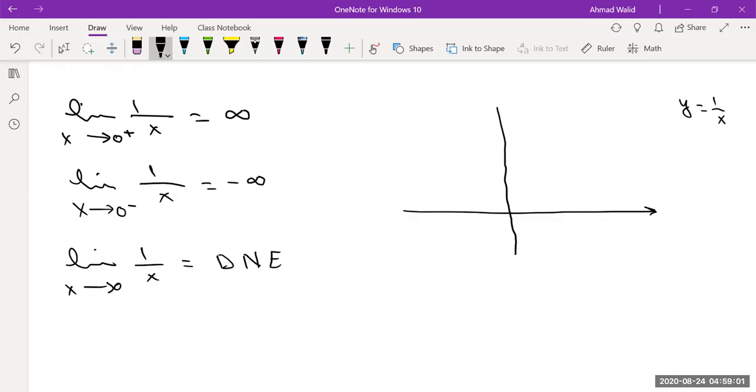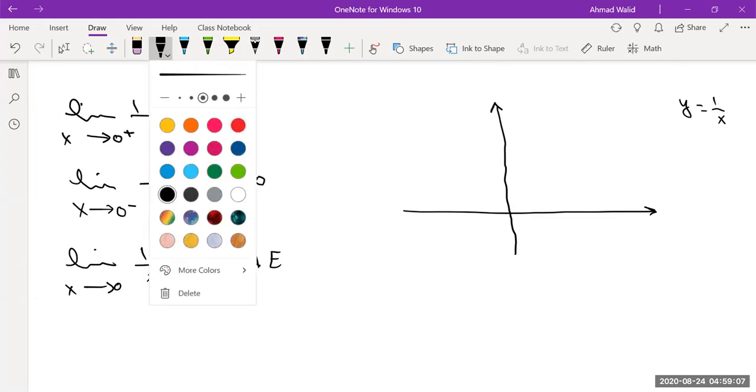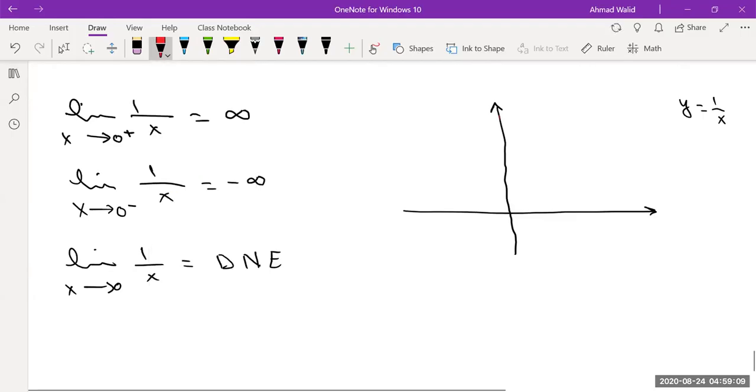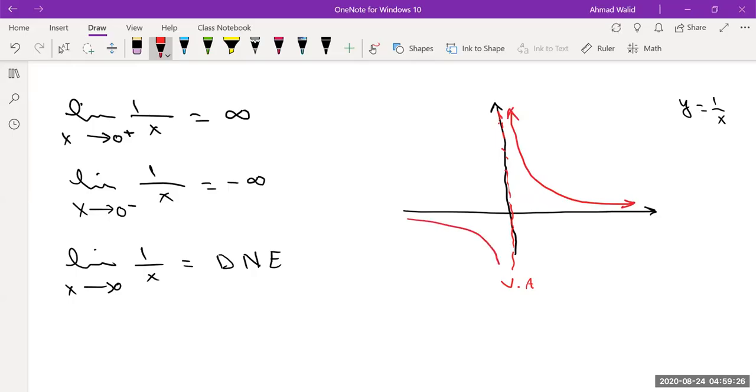Those of you who remember algebra, you know the graph of y equals 1 over x, right? At which value does the denominator become 0? 0, right? It means x equals 0 is your vertical asymptote. Here you have your vertical asymptote. And the shape of the graph is like this for 1 over x. Remember from algebra or pre-calculus? This is the shape of the graph of 1 over x.